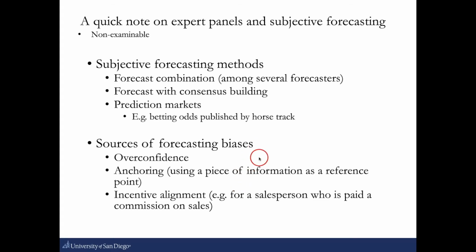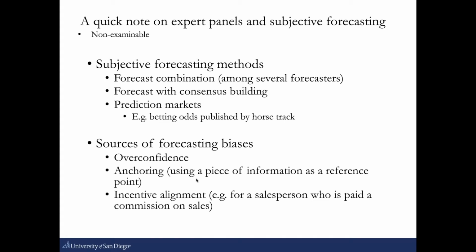The second is anchoring, so using a piece of information as a reference point, and this captures bias associated with the fact that human decision makers are selective in their acquisition of new information, looking only for what confirms their initially held beliefs.